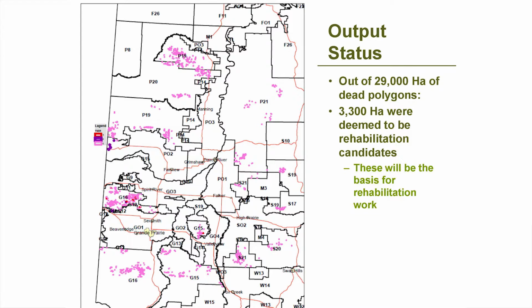So output status. This is the draft output status, but from the current iteration of what we've been doing, we had about 29,000 hectares of polygons that went in, and at the end of it, about 3,300 came out as being candidates for rehab. And again, P19 is here, and these came out because they were in the caribou zone. That's why those stands in here are not candidates for rehab. And then again, it's kind of all over the board. You can see it's very clustered, a shotgun approach where it's here, there, and everywhere.